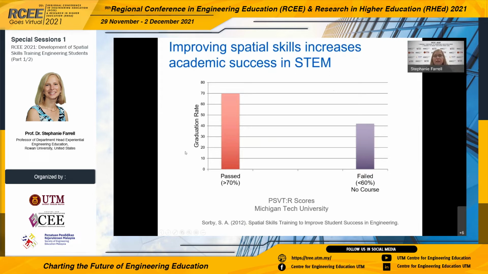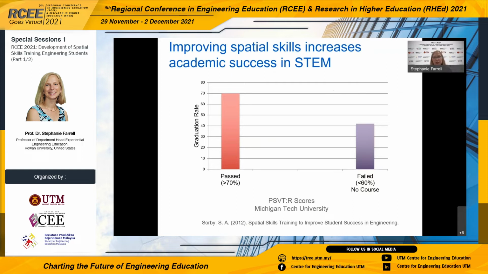And it compares the graduation rate to the rate for the students who failed the spatial skills pretest, which we're taking to be a score of less than 60%. And that group didn't do any training to improve their spatial skills. They just went on, and their graduation rate was significantly lower, around 40%, as compared with 70% for the students who had the stronger spatial skills.